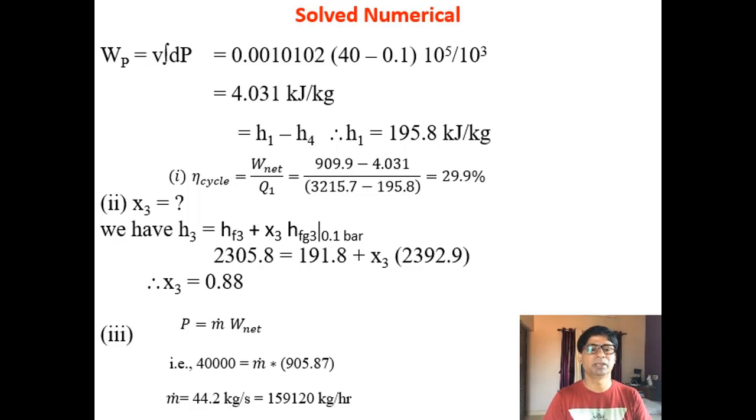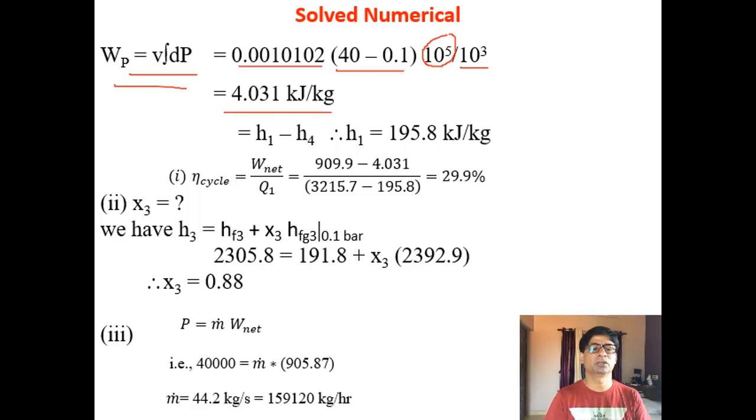Now pump work, since it has to be considered here, that is nothing but VF into PB minus PC. So VDP, pump work is nothing but VDP. So V is nothing but specific volume at 4, and this is nothing but difference of boiler pressure minus condenser pressure. So you have to multiply by 10 to the power 5 to convert bar into Pascal, then divide by 10 to the power 3 to convert that into kilojoules, or directly you can convert bar into kilopascal, so that the answer you will get in kilojoules per kg.